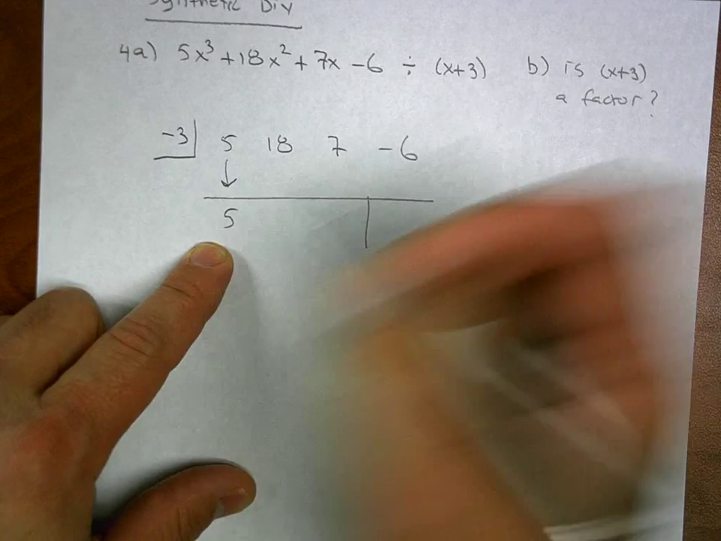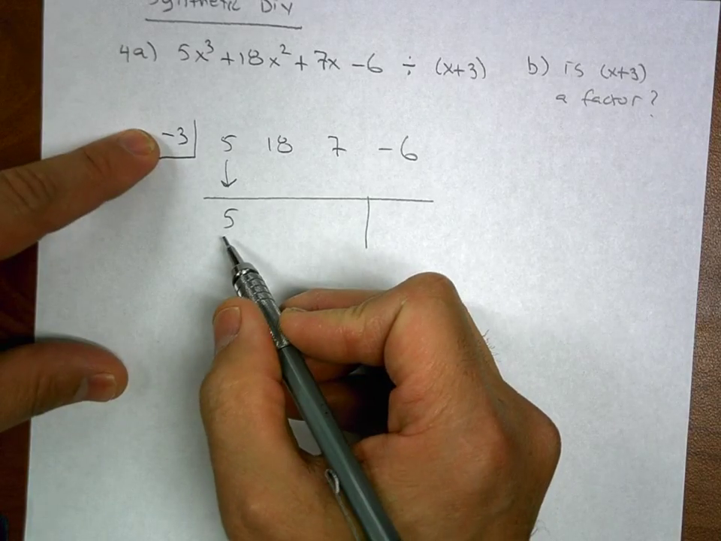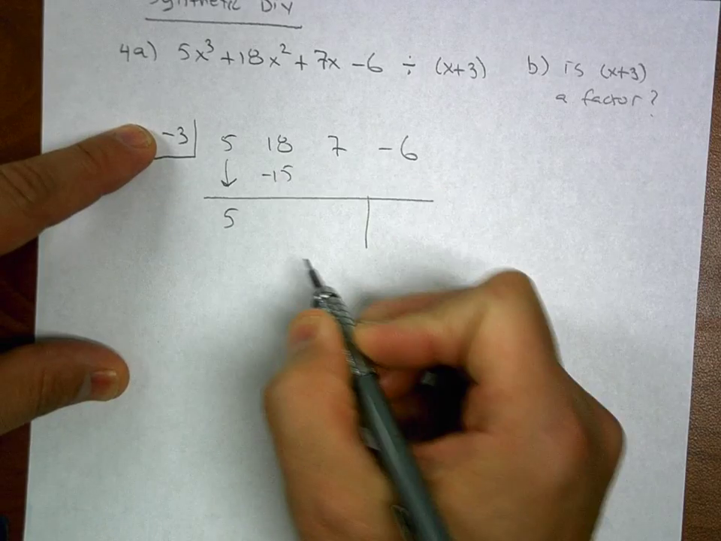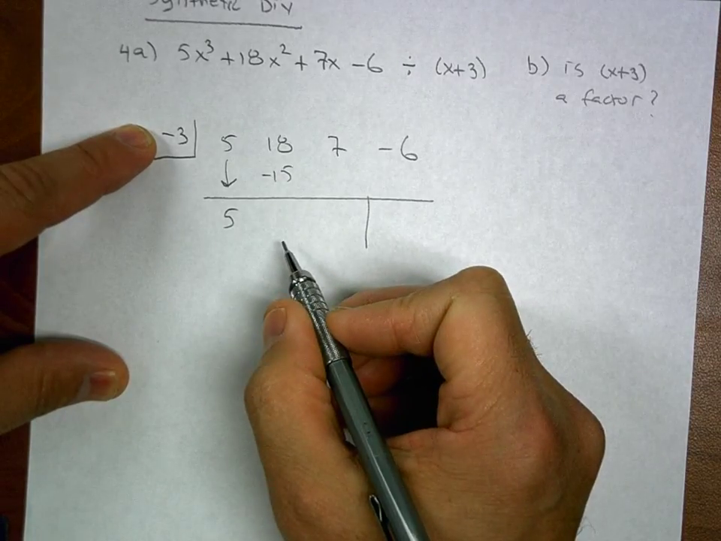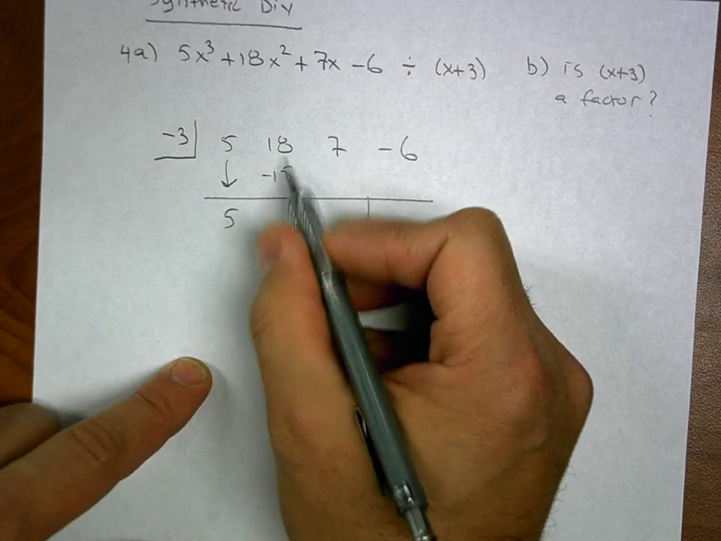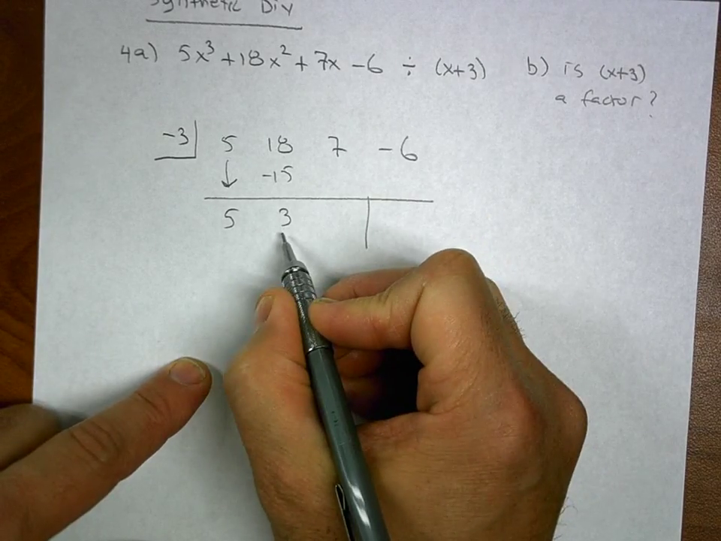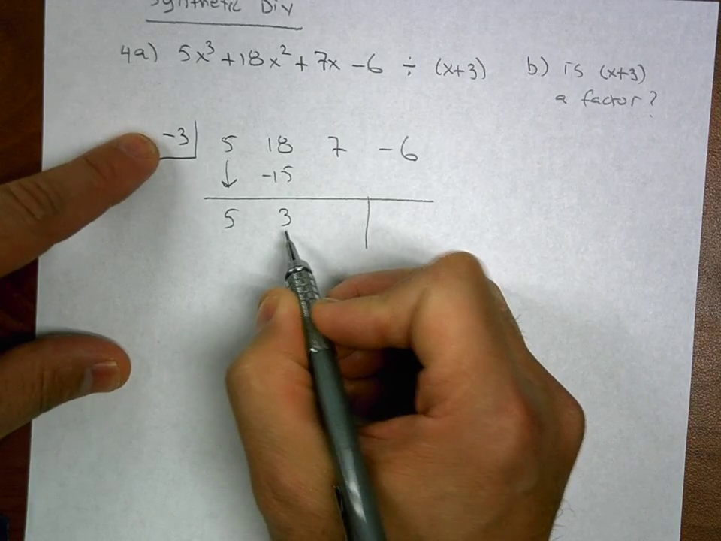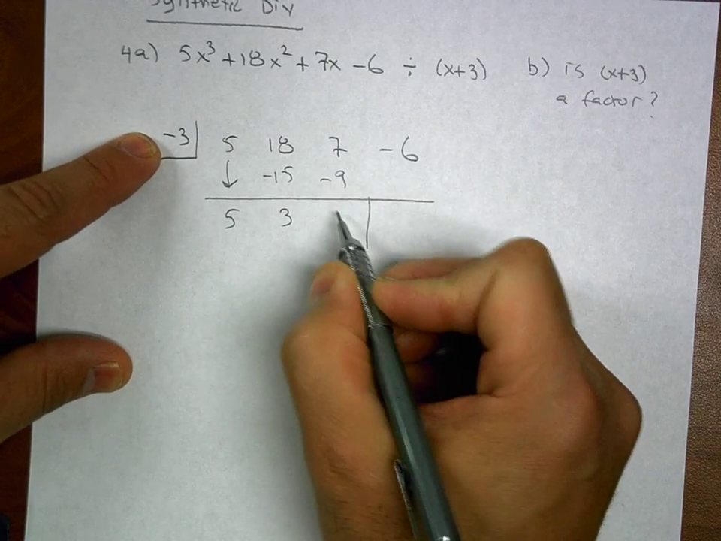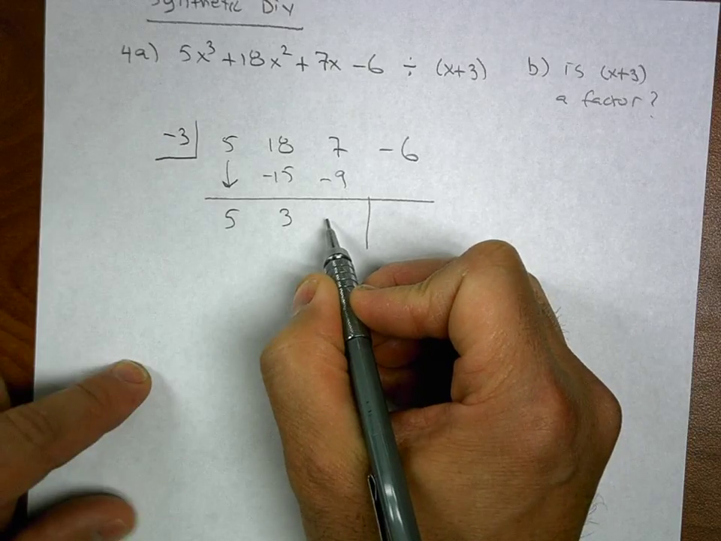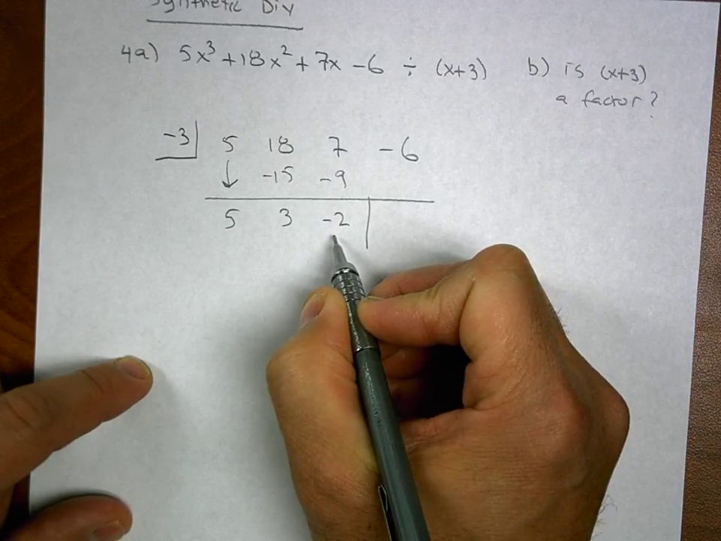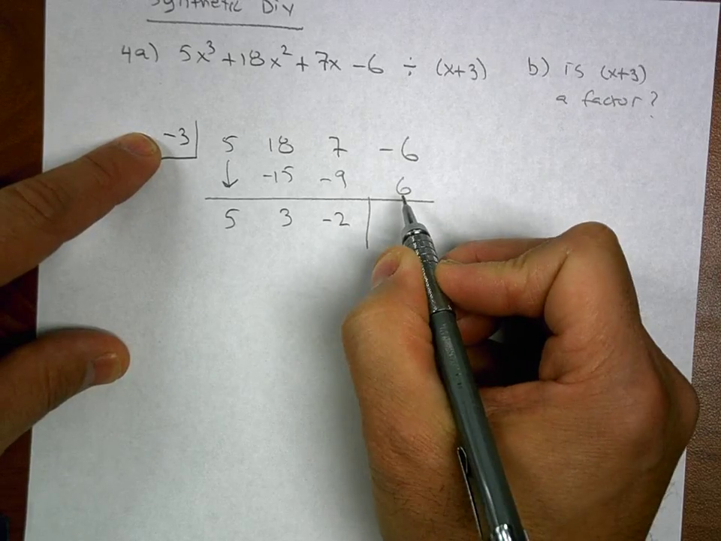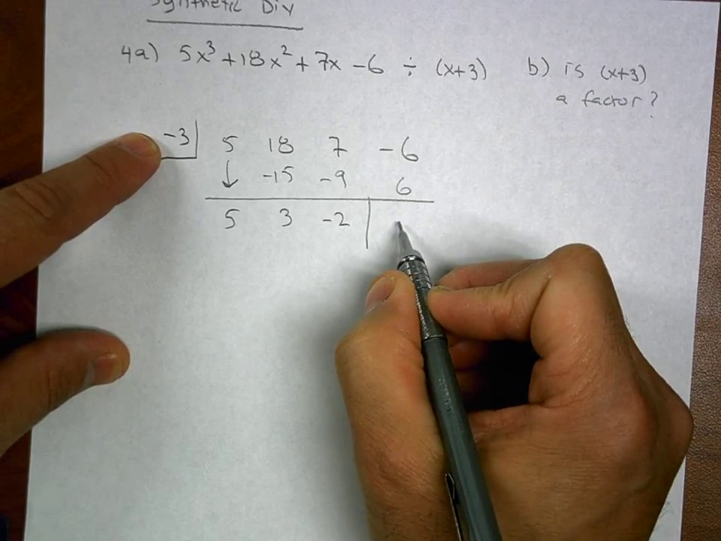Okay, so watch. We multiply these two. What's -3 times 5? -15, so you put it right there. And then we add. So you add these two. What do you get? 3. Do the same process. You multiply. So -3 times 3. -9. And then we add. What do we get? -2. And then we multiply. What do we get? 6. And then we add. What do we get? 0. There's no remainder.